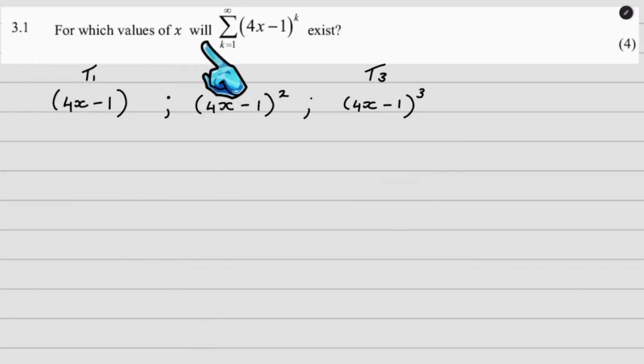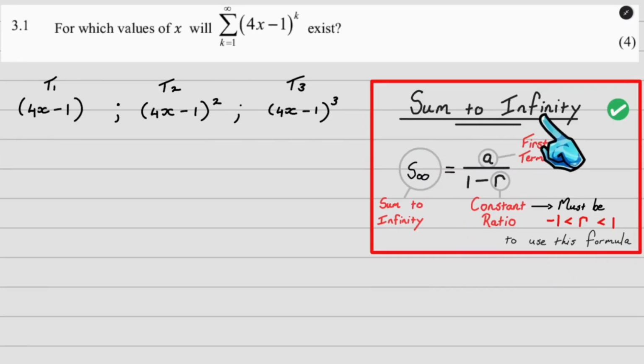Now for which values of x will this thing exist, aka the sum to infinity? So let's grab our sum to infinity formula and have a poke at it. To actually use this formula, this ratio here must be smaller than 1, but at the same time bigger than -1. So that's the logic of this question. That's what everything revolves around. So I'm going to want to get my ratio and model it to be smaller than 1, but bigger than -1 at the same time. So let's go get our ratio quickly.